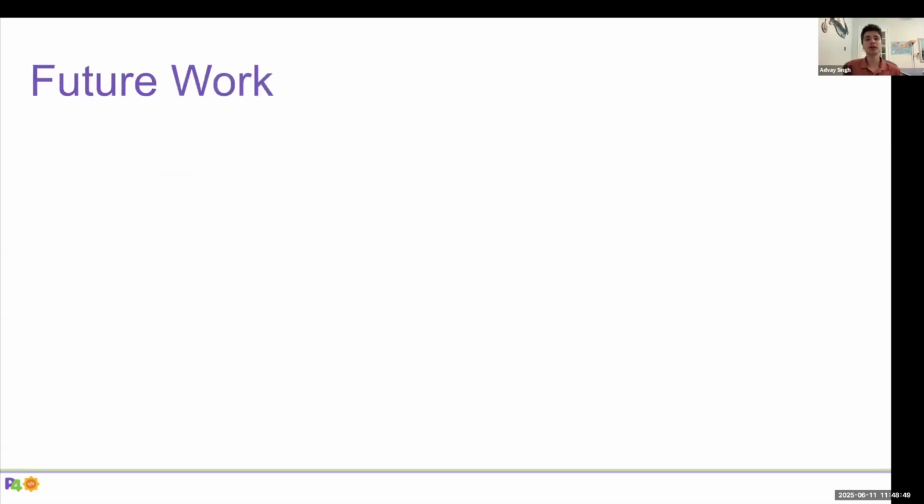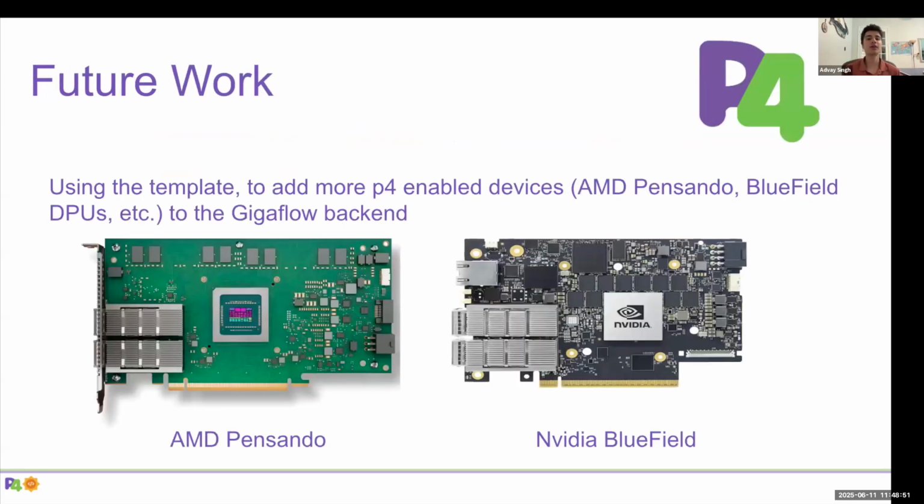So the future work is to actually use this created template of the AMD Alveo U250 offload to add more P4 enabled devices to the backend of the OVS with Gigaflow. These are some of the most popular ones that could be potential candidates. AMD Pensando and NVIDIA BlueField are some of the DPUs. And yeah, so this is going to have to be my question slide.